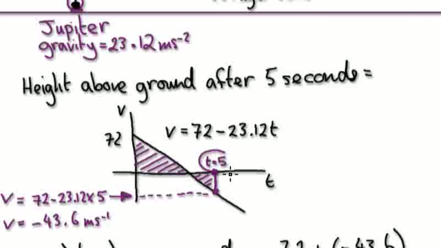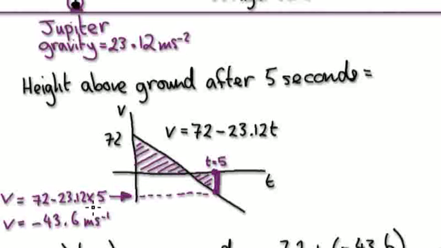After 5 seconds, you need the trapezium rule here. Get this height plus this height, add the two together and divide by 2. That will give you the average, and then times the whole length here. Follow this through.